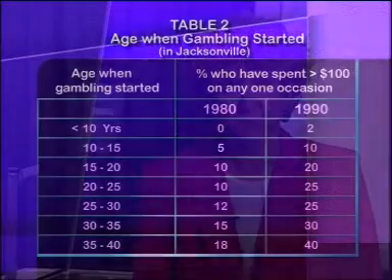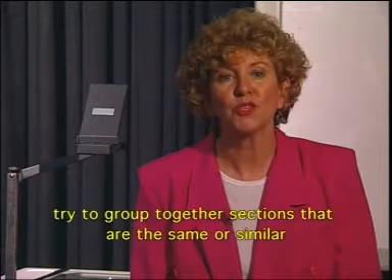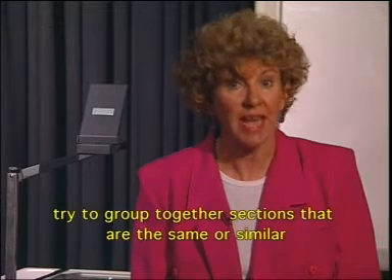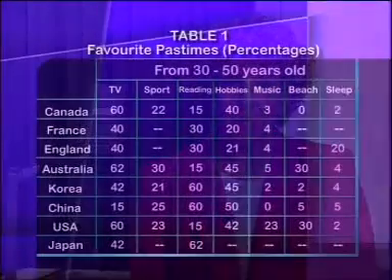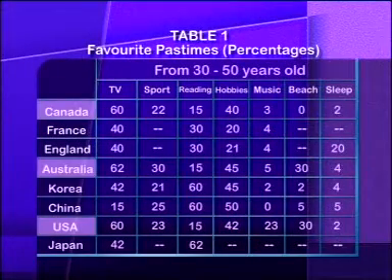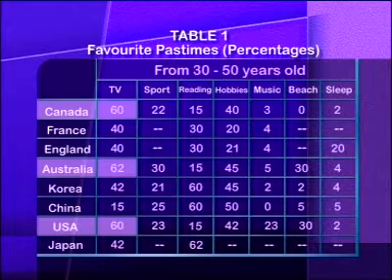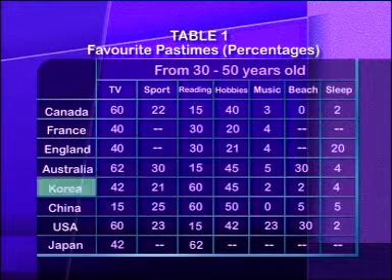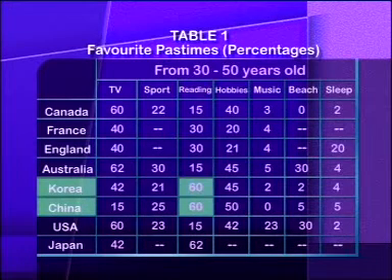40 years. Tip 2. Take a moment to analyse the table and, if possible, try to group together sections that are the same or similar. For example, in this table, the USA, Canada and Australia can be grouped together. Also, Korea and China could be combined.